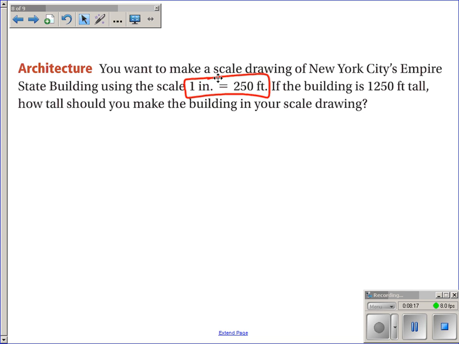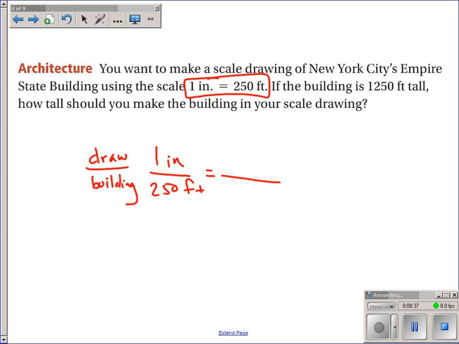Now I'm going to again set up a proportion. The proportion will be 1 inch to 250 feet. I'm doing a drawing dimension over the building dimension. Now the actual building will go on the bottom, so it'll be 1,250 feet, and I want to know the height in my drawing. It's important you have those ratios match.